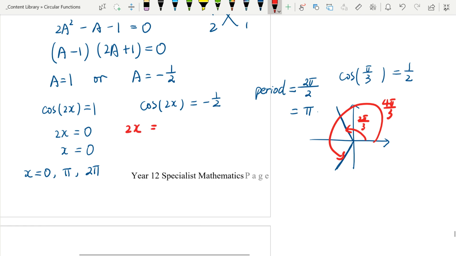So 2x equals 2 pi over 3 and 4 pi over 3. Okay, so it will give negative and give a reference angle of pi over 3. So x will be pi over 3 and 2 pi over 3.